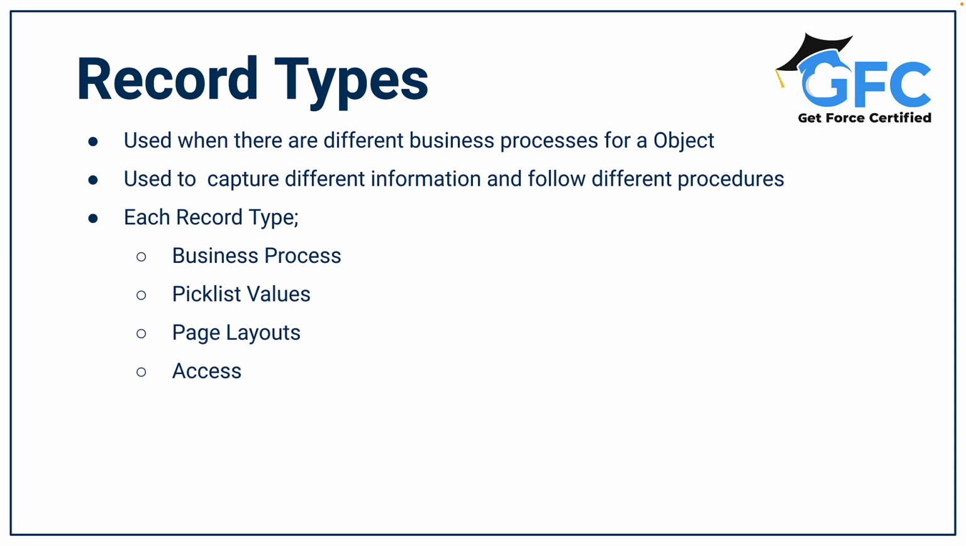We could customize pick list values for each record type, we could specify the page layouts, and we can even restrict users to only being able to create certain record types. So just to make that clear, let's walk through a bit of an example.